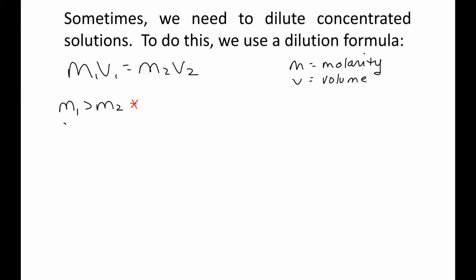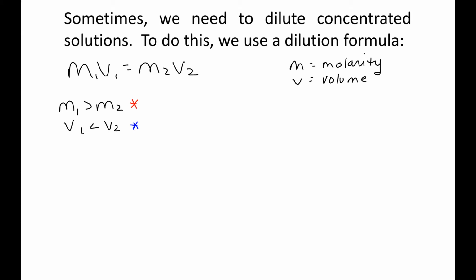Next, your volume, your V1, must be much less than V2. You're adding water. That's how you dilute it. So your volume should go up in the end. If it doesn't, there's something wrong. Okay, so those are two key facts.